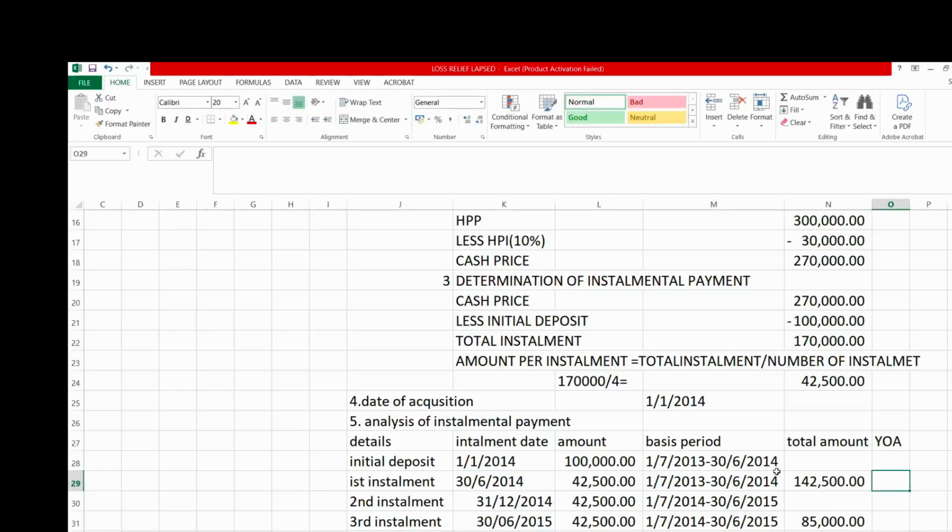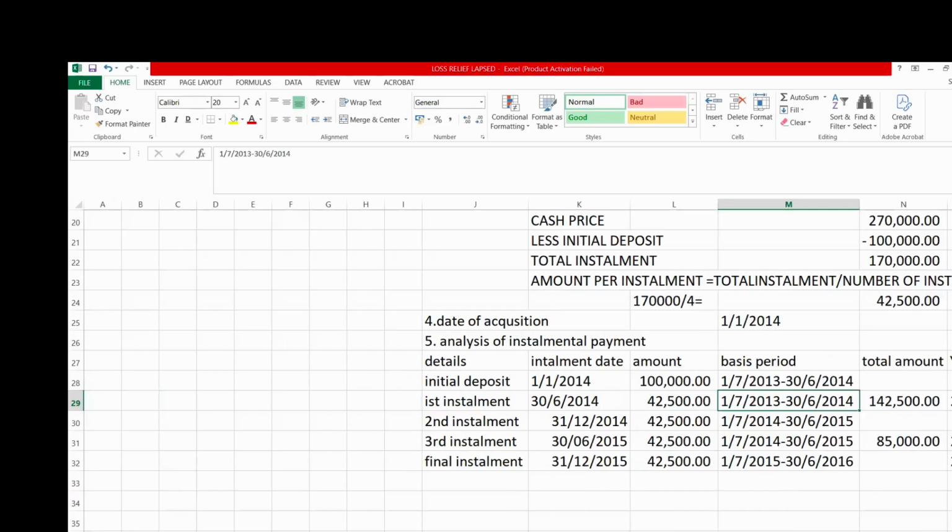So if I have a basis period that is ending 30/6/2014, who can tell me what the year of assessment is going to be? 2015. A basis period ending 30/6/2015, what will be the year of assessment? 2016. A basis period ending 30/6/2016, what will be the year of assessment? 2017.